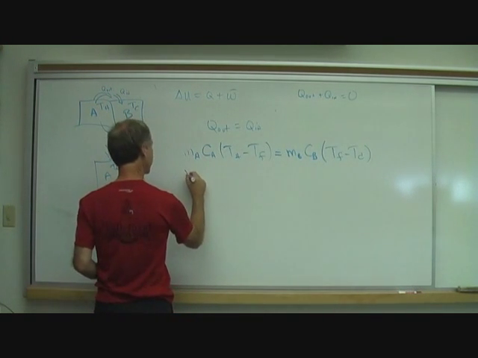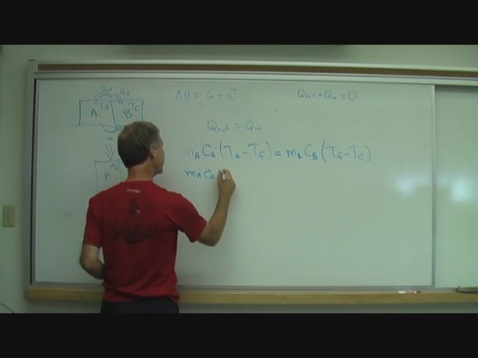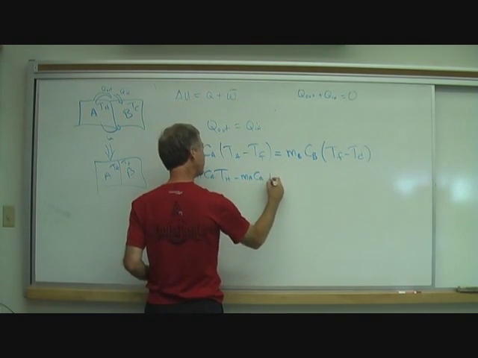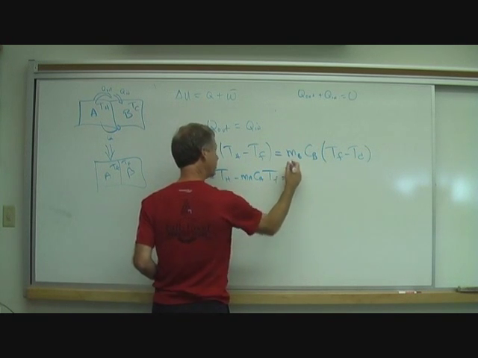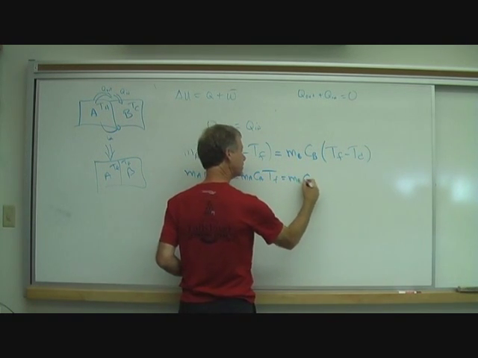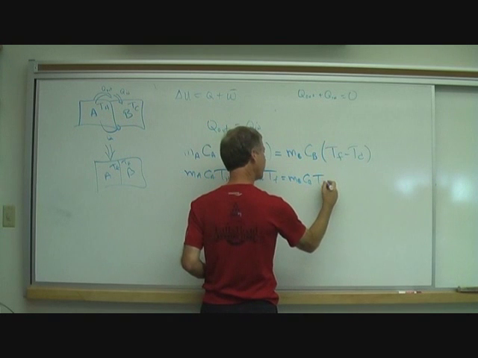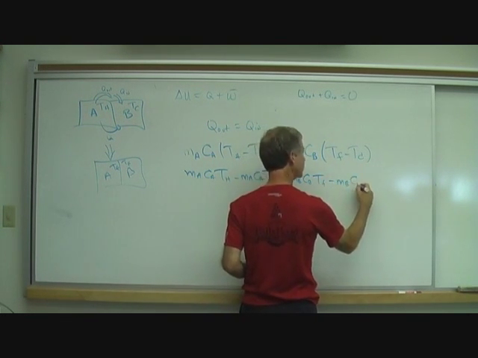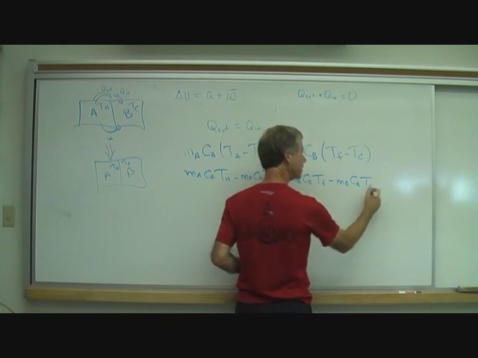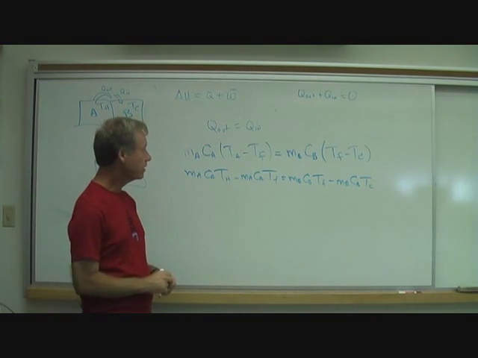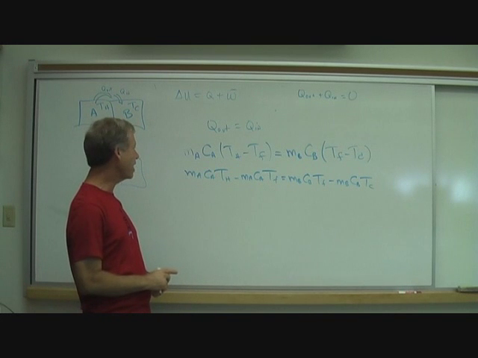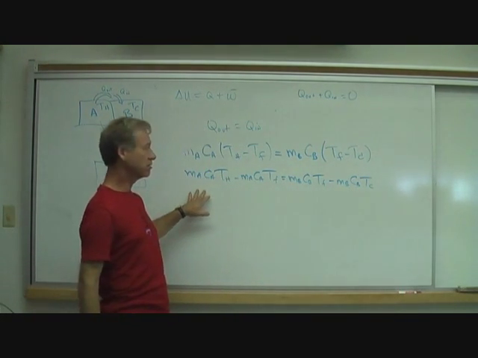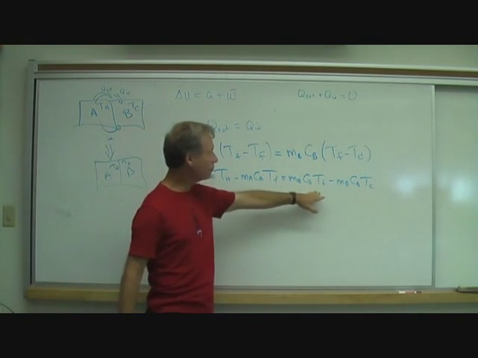So multiply this out: M_A C_A T_H minus M_A C_A T_final equals the mass of B, its specific heat, times its final temperature, minus the mass of B times its specific heat times the cold side temperature. All right? And so what I'm going to do now, let's see, I will move this term over to there.